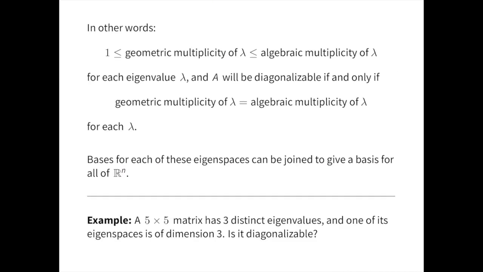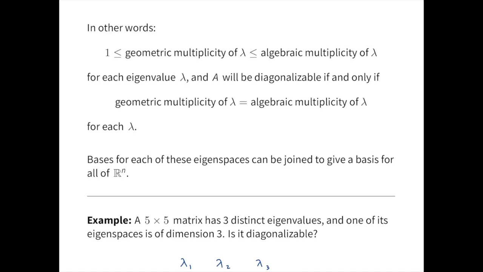All right, so just as one last example, suppose we have a 5 by 5 matrix with 3 distinct eigenvalues. Suppose that one of the eigenspaces has dimension 3. The question is, is this matrix diagonalizable? Well, let's think about this. So we have 3 distinct eigenvalues, lambda 1, lambda 2, and lambda 3. Now, because our matrix is 5 by 5, we know that at least one of these eigenvalues has to show up with algebraic multiplicity greater than 1.